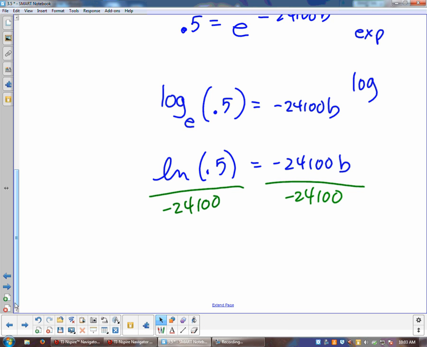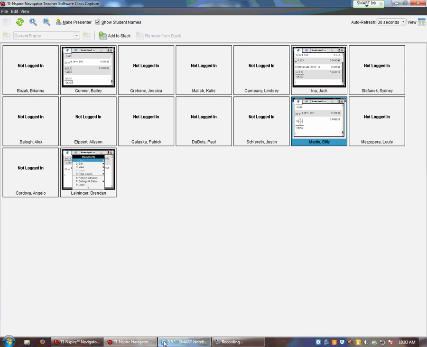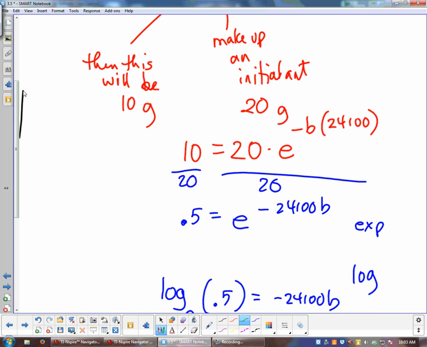Let's see what we get for the constant b in this problem. So we have just what, 0.0000 29? Does that look right? Everybody agreeing? All right, so if b turns out to be 0.000029, now when we write our model, we're going to fill that in.